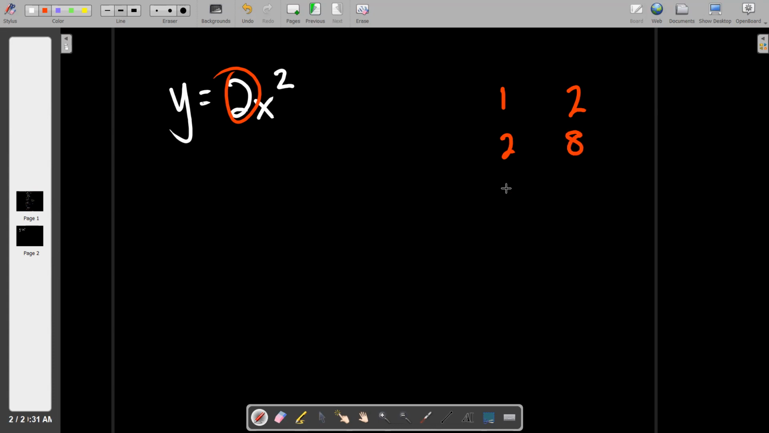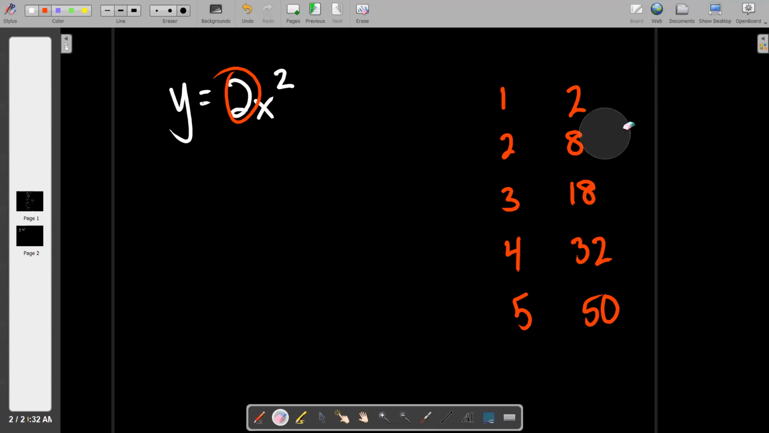If I go out 3, how far up would I go? Normally 9, 18 for us. If I went out 4, how far up would I go? 32, because that's double 16. If I went out 5, how far up would I go? 50, because that's double 25. And it works the other way too.